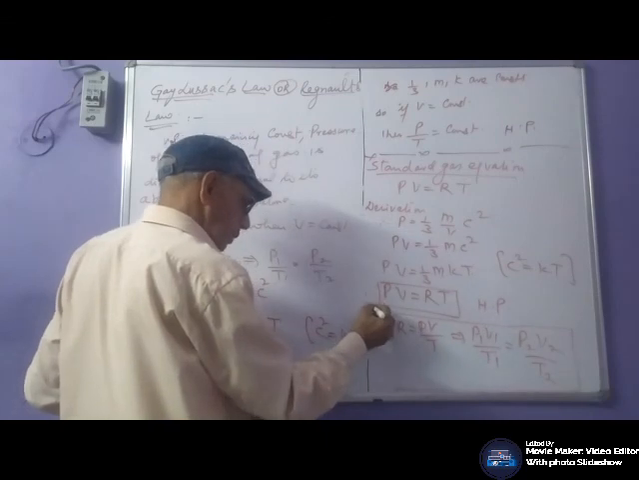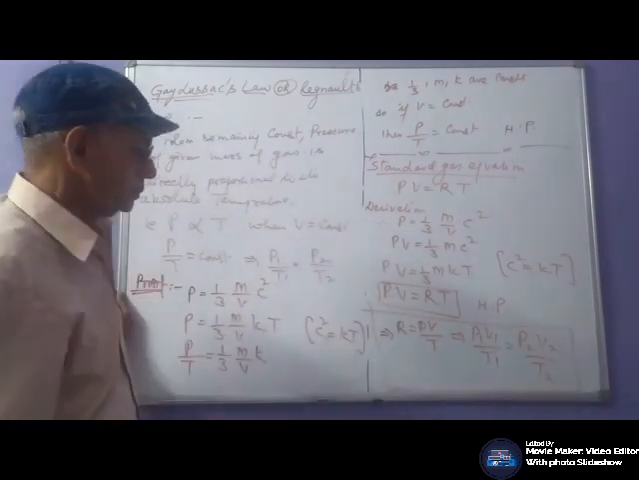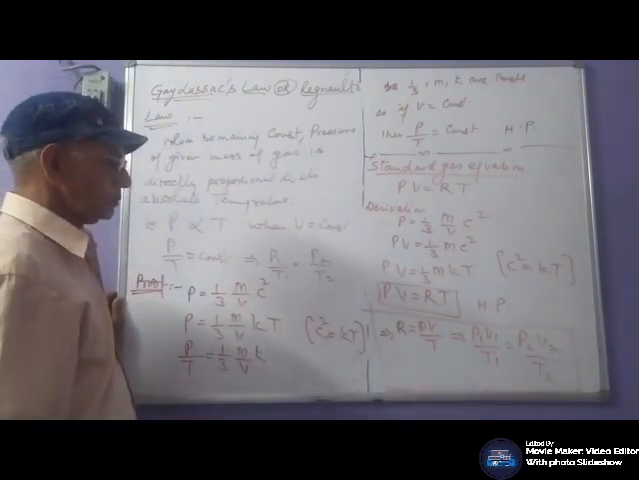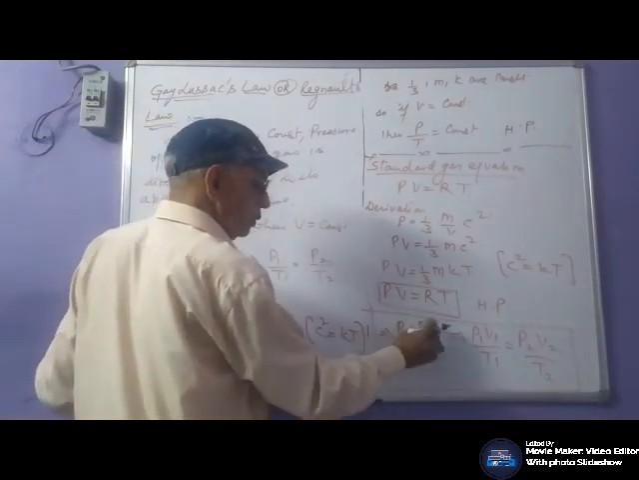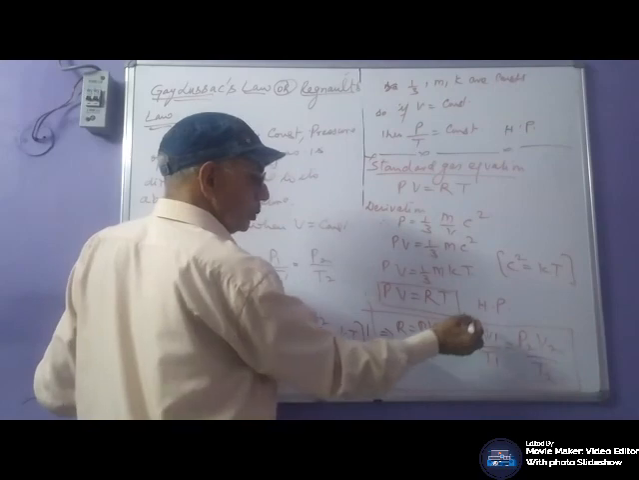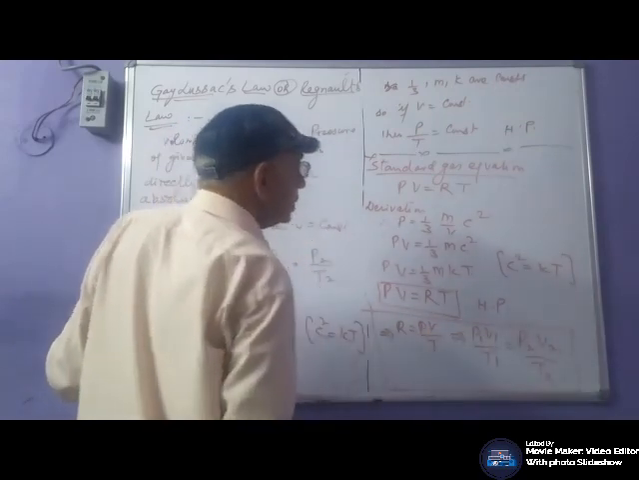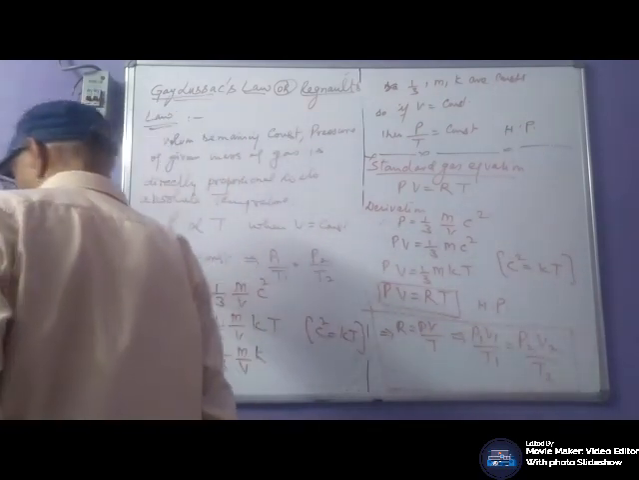For numerical purposes, the gas constant for 1 mole is R is PV by T. Also P1 V1 by T1 is P2 V2 by T2. The temperature is absolute temperature.